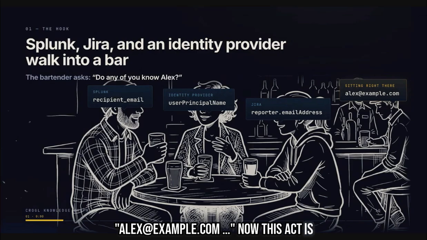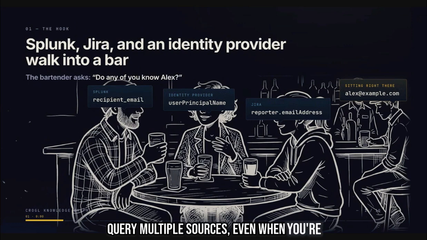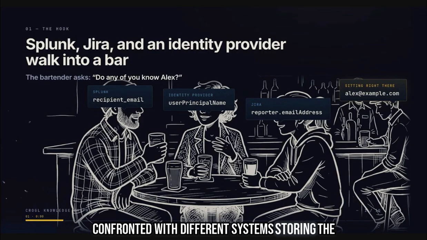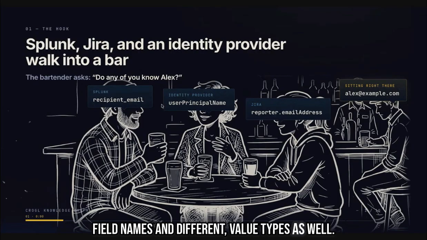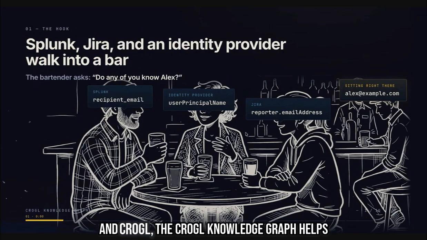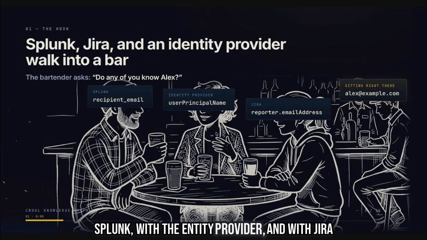Now, this is actually quite accurate when it comes to security investigations. When you're trying to query multiple sources, even for the same entity, in this case, the person Alex, you're confronted with different systems storing the same data for Alex in different field names and different value types as well. And the Crogl Knowledge Graph helps you correlate all of these together so you know how to query for Alex with Splunk, with the identity provider, and with Jira.